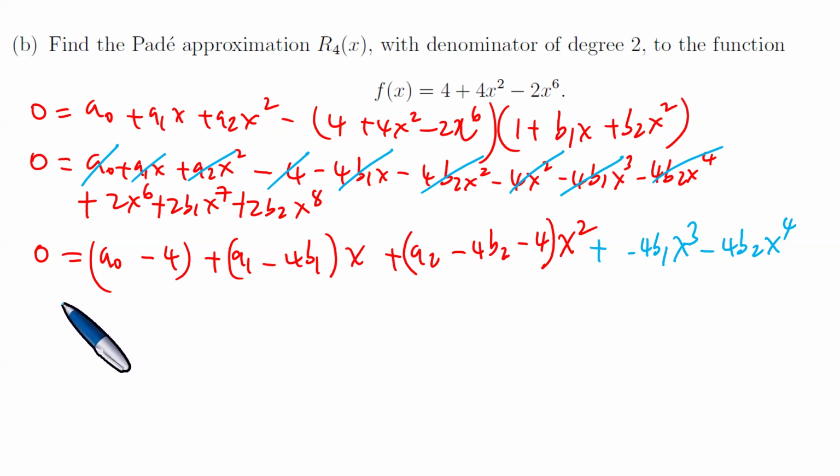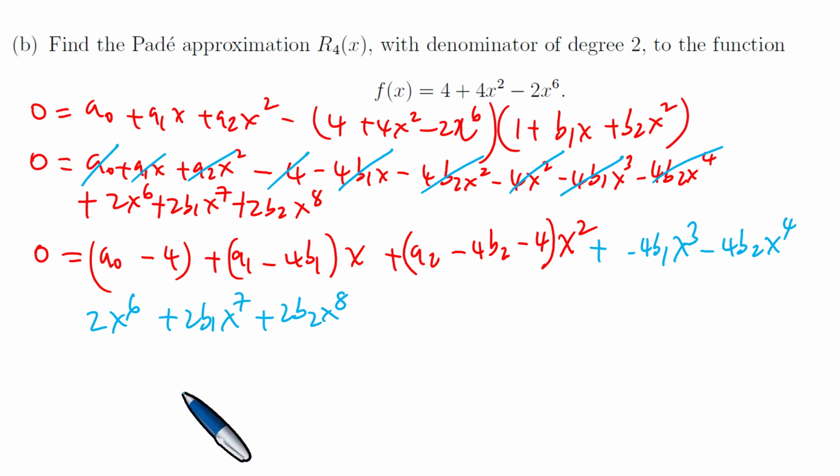Then x to the sixth power. Let's check: there is a 2x to the sixth power. And then there is 2b1 x to the seventh power, 2b2 x to the eighth power.